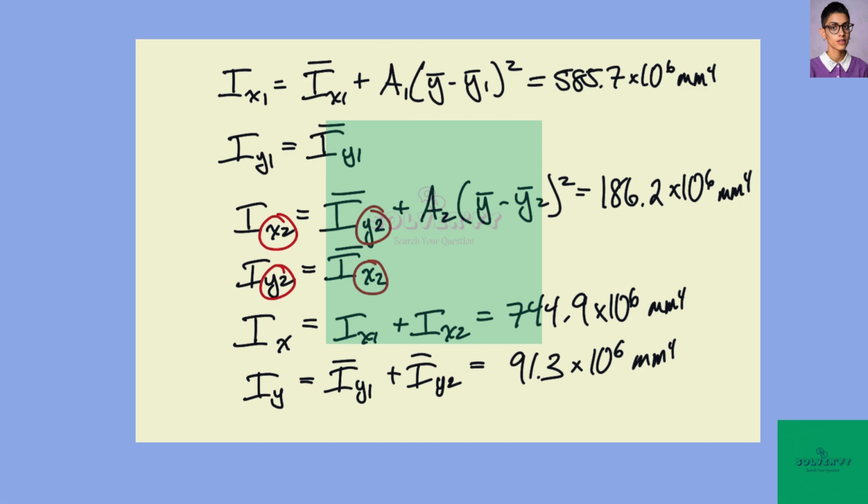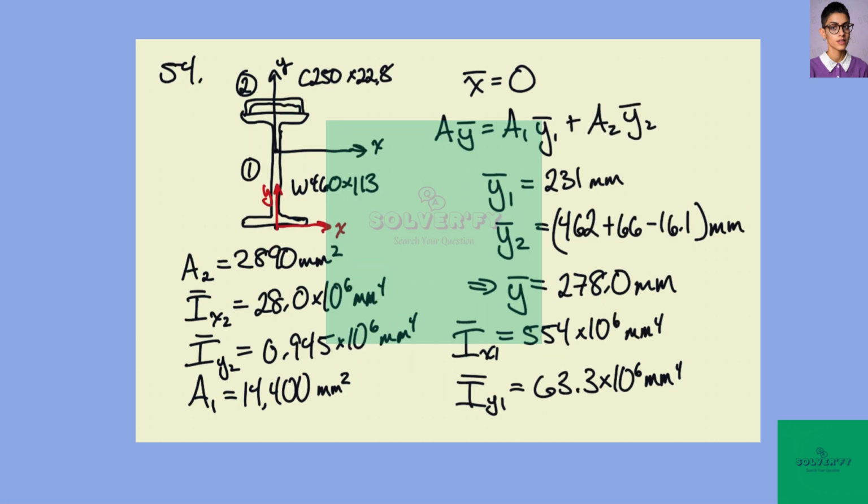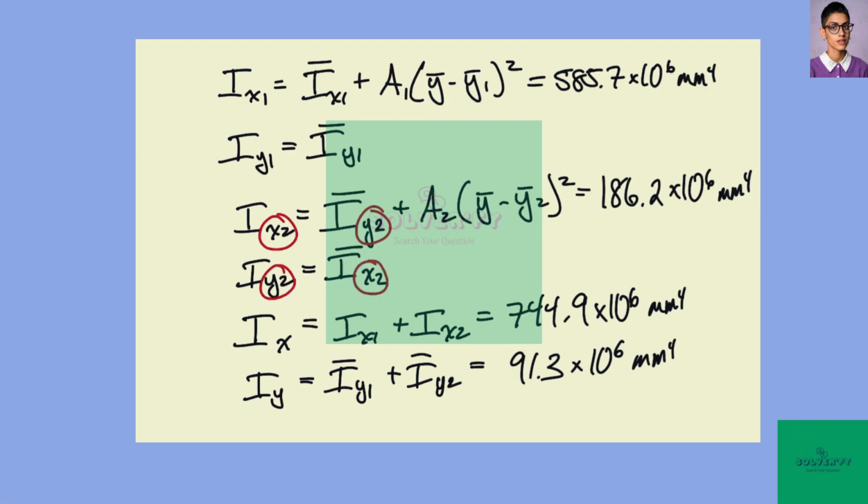And those make a lot of sense because there's a lot more area away from the x-axis than there is from the y-axis. So I_x is going to be a lot bigger than I_y. And we can see that this was our old value before we added the C channel onto it. And once we add the C channel on, we get this new value. So we made the bending rigidity of the beam quite a bit greater because of that C channel.